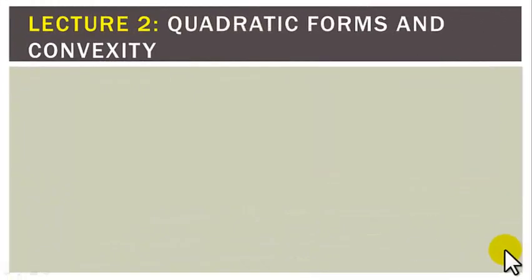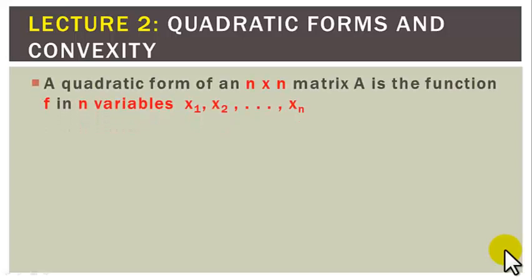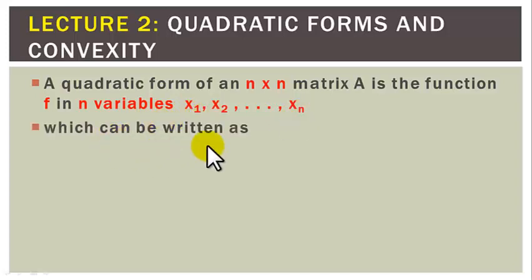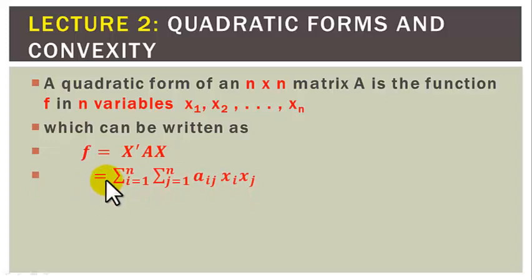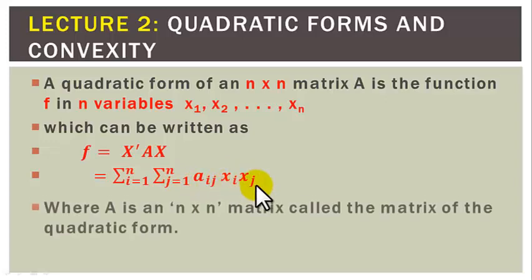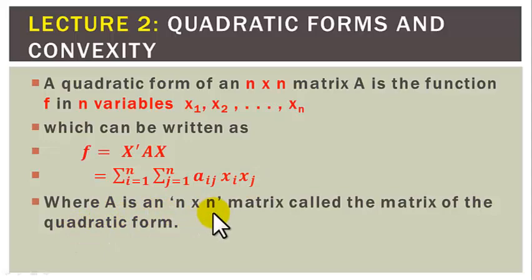Lecture 2 on quadratic forms and convexity. A quadratic form of an n by n matrix A is the function f in n variables x1, x2 to xn, which can be written as follows: f equals x transpose Ax, and this is equal to the sum as i goes from 1 to n, sum as j goes from 1 to n, aij xi xj, where A is an n by n matrix called the matrix of the quadratic form.